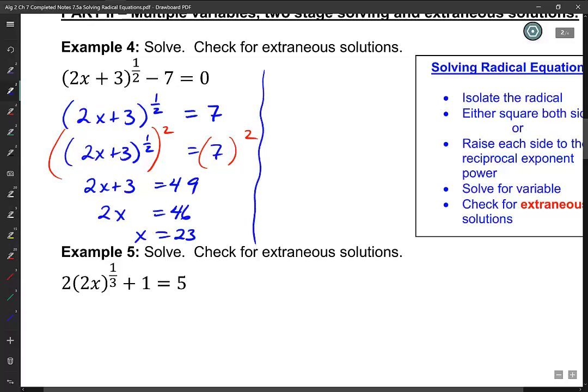Let's check this very quickly. We have 2 times 23 plus 3 to the 1/2 minus 7.